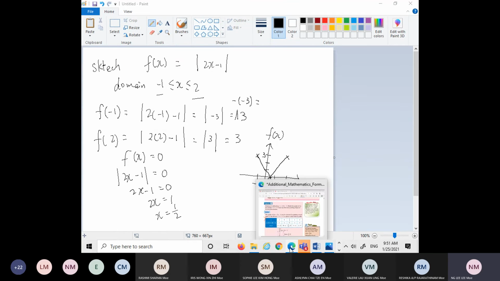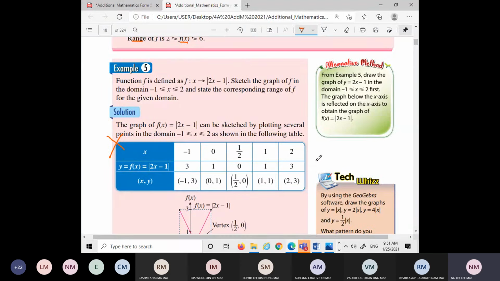Textbook, where are you? Is it this? Okay. Again, the question is, function f is defined as this. Sketch. So the first thing you've got to sketch the graph of f in this domain. Second thing, you've got to state the corresponding range of the given domain. Means follow this domain, what is the range? So I come back here.